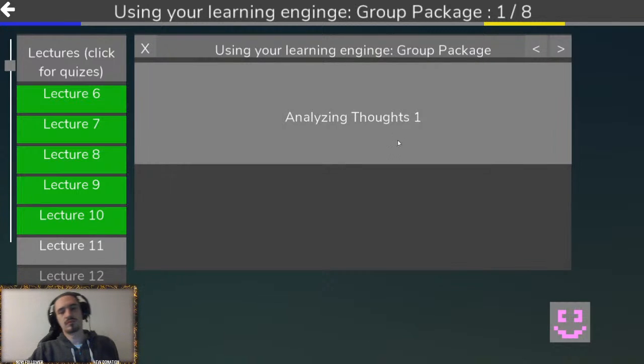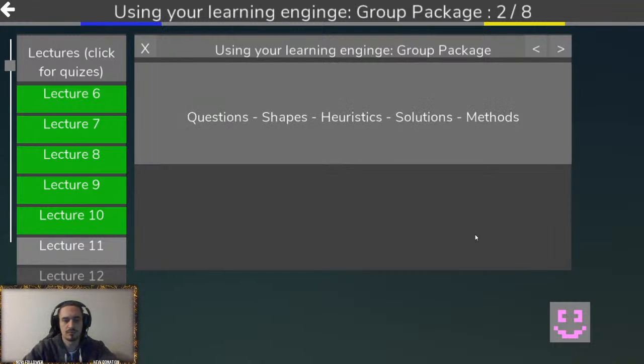Using your learning engine group package. So right now we're going to talk about analyzing thoughts, and this is what you do after you've collected a bunch of thoughts in the learning process, and we're going to talk about how you analyze them. Keep this in mind. There are different kinds of thoughts that you can have, especially when playing Enlighten. There are these 5 different types that all your notes and all your thoughts are probably organized under.